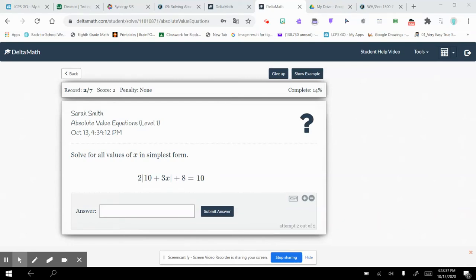Hi everyone, I wanted to review with you two of the Delta Math questions, one from the first activity and one from the second activity. Sorry, level 1 and level 2. So here is our level 1 practice problem, and I'm going to go ahead and copy very carefully the problem onto another screen.